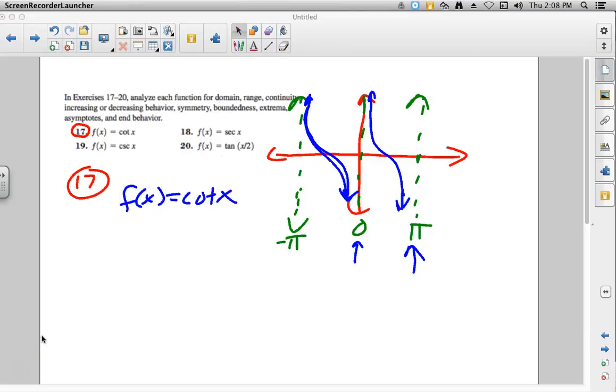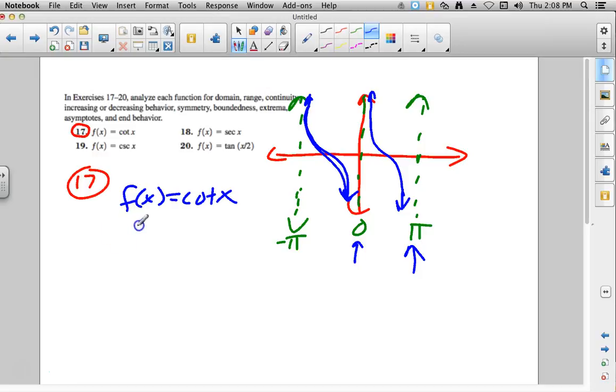All right, it took a little time to get number 17 ready for us here. Made a quick sketch of what's going on with this, and of course just use the fact that the period is 1 pi. And then we need to go back and describe all of these behaviors that they want here. So they want domain, and the domain is everything but those vertical asymptotes.